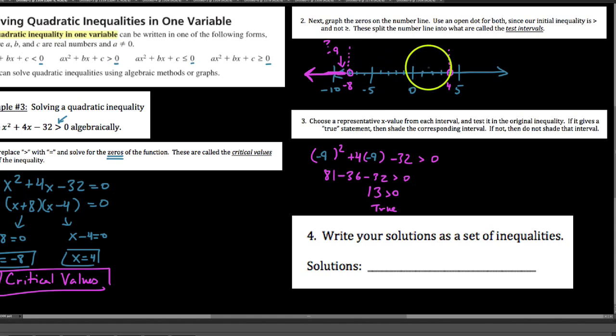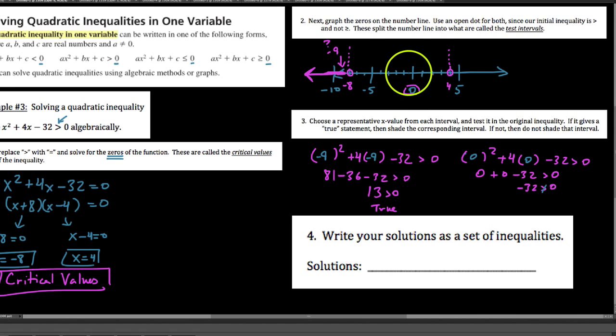So now going into this middle interval, I'm going to test 0 because it is a nice x value to test here, and we get, okay, so blank squared plus 4 times blank minus 32 is greater than 0. We'll test this in the initial inequality. So I get 0 and 0, which gives us 0 plus 0 minus 32 is greater than 0, which negative 32 is not greater than 0. So what this means is I'm not going to shade 0, but it also tells me that everything in this middle interval is also not going to make this initial inequality true.